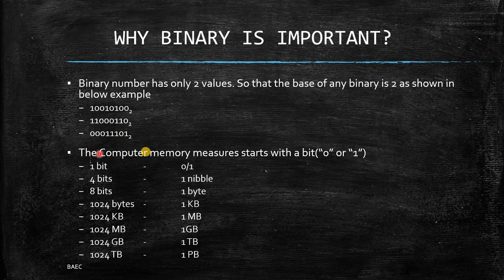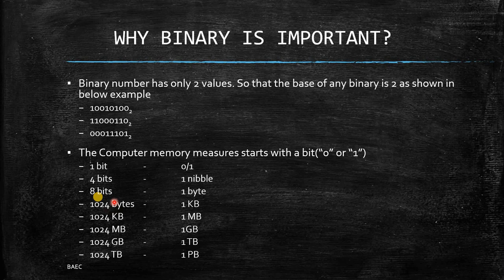Now, how does the computer memory start? I told you in the first slide that the very basic memory measure starts from the bit. One bit is not 0 and 1. I repeat, it is not 0 and 1; it is 0 or 1, that is 1 bit. 4 bits is known as 1 nibble, 8 bits is known as 1 byte, and 1024 bytes is 1 kilobyte.